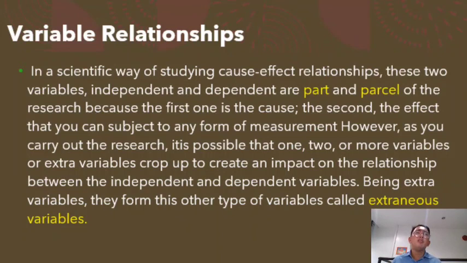Variable relationships. In a scientific way of studying cause-effect relationships, these two variables, independent and dependent, are part and parcel of the research because the first one is the cause, or the part, the independent variable. Then the parcel, the second one, is the effect that you can subject to any form of measurement. However, as you carry out the research, it is possible that one, two, or more extra variables crop up to create an impact on the relationship between the independent and dependent variables.